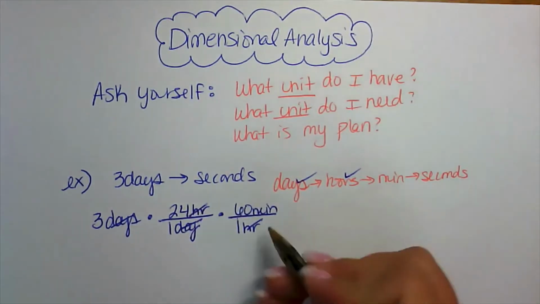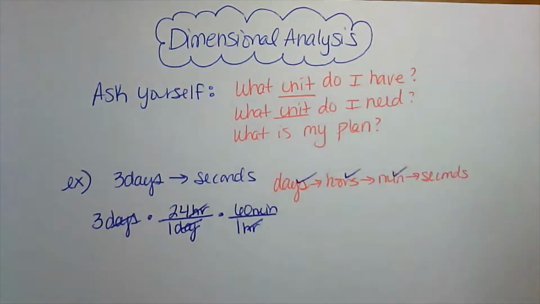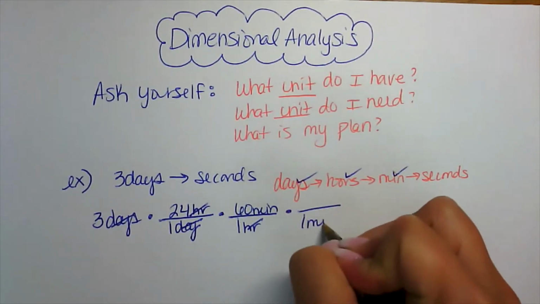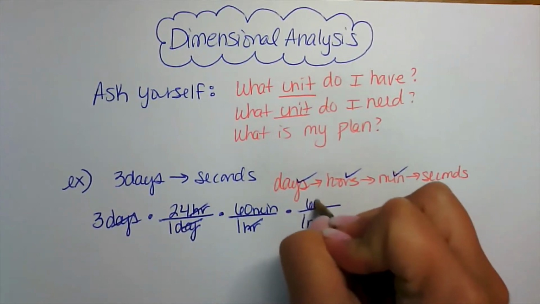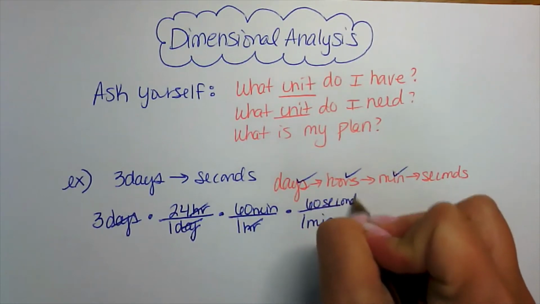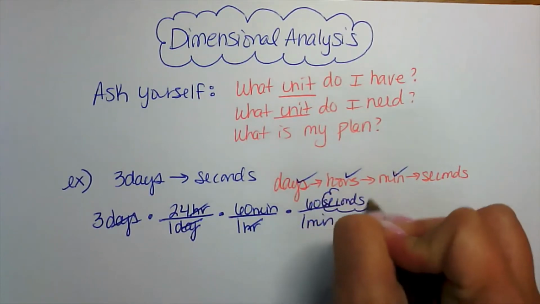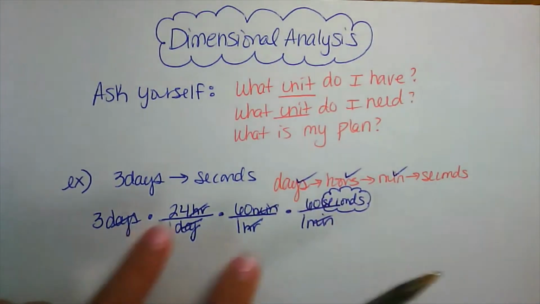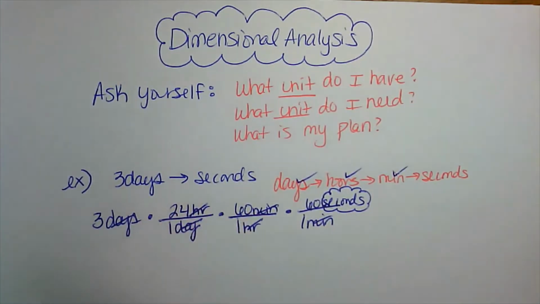I am now in minutes. And then finally, I jump from minutes to seconds. And I'm where I need to be. Notice that I've simplified all of these units out to 1. Day divided by day is going to be 1, hour divided by hour, and minute divided by minute, leaving me with 1 unit, which is seconds.